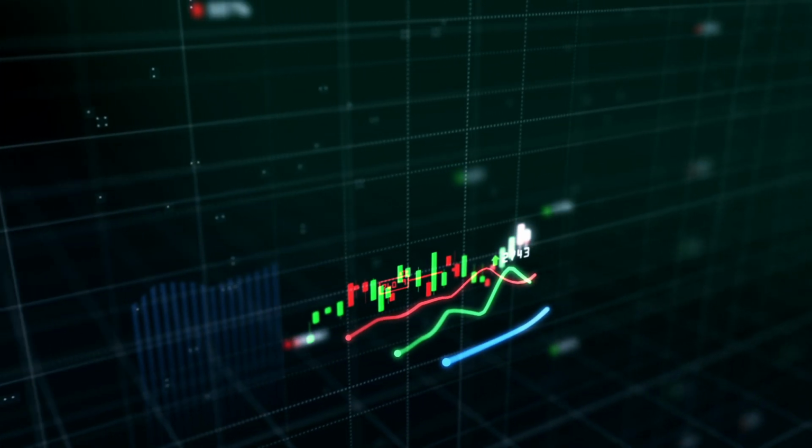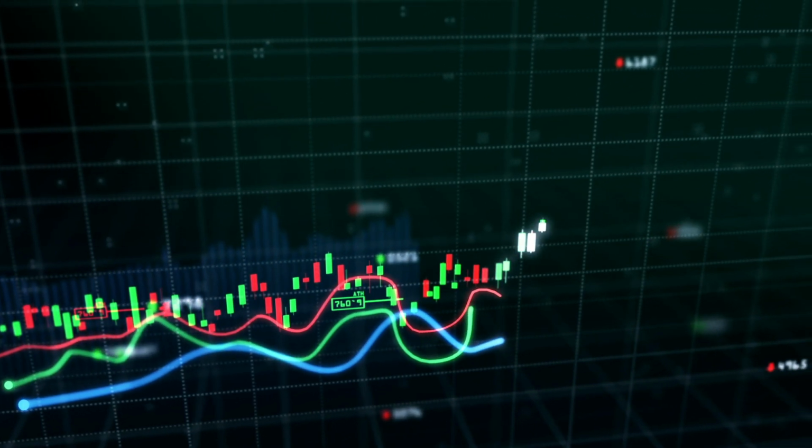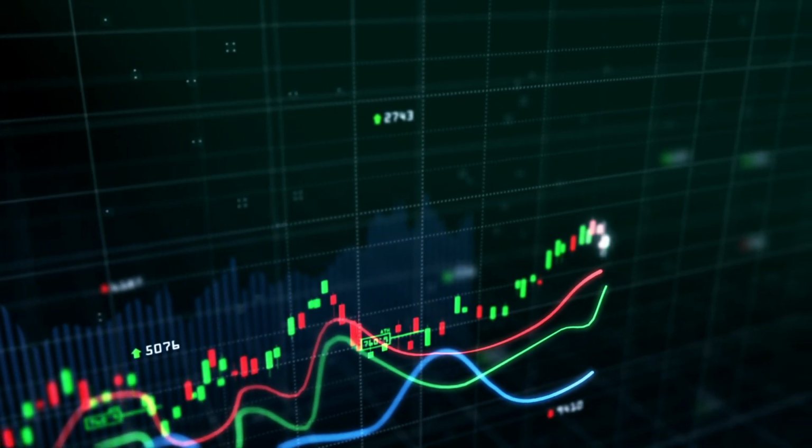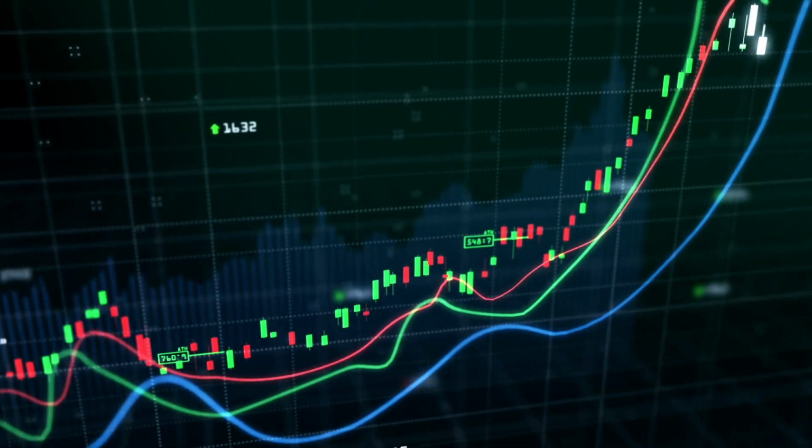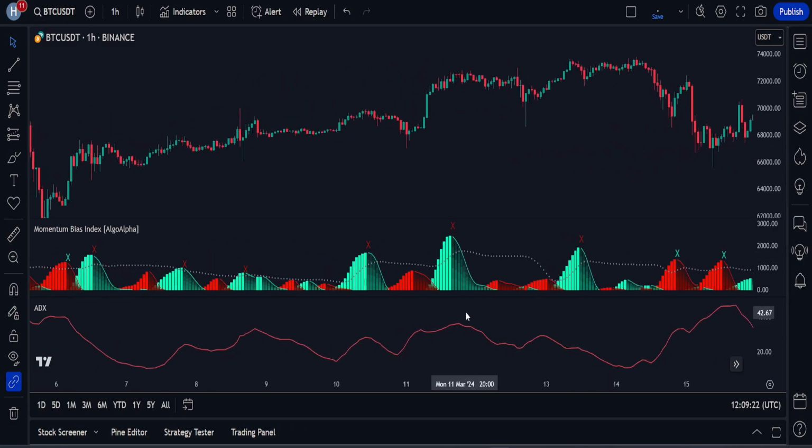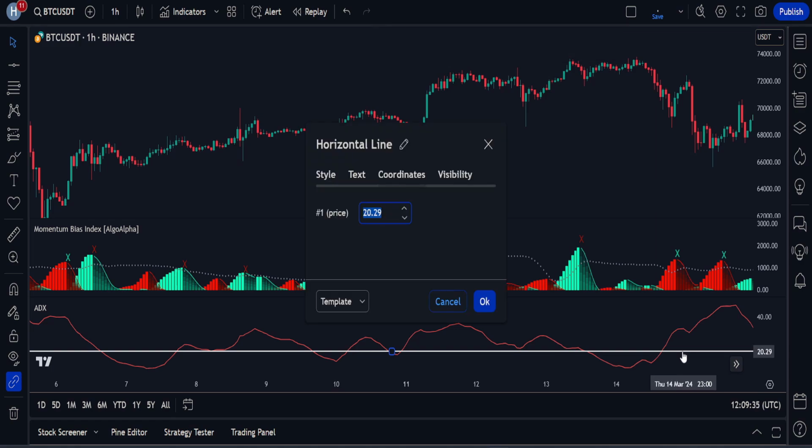In this video, I'm going to share an indicator that you can use to identify the perfect trend and momentum of the market nearly every time. I will also share a strategy using this indicator that will help you open amazing profitable buy and sell trades with ease. So without wasting any time, let's open our Tradingview chart.